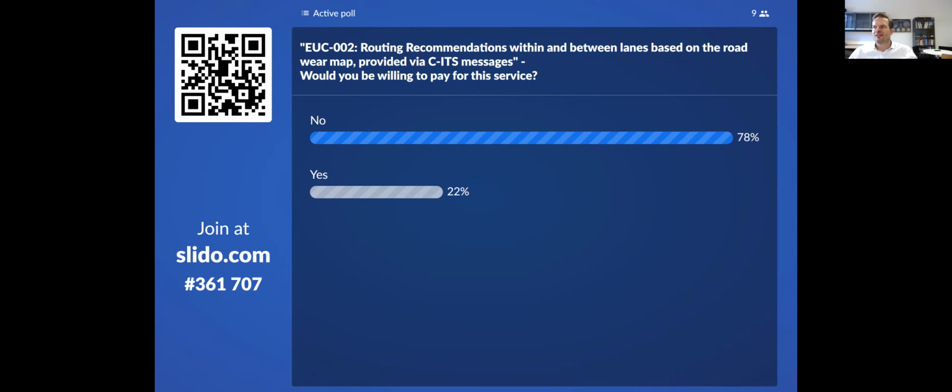Okay. So an extra payment from the road user, who probably already pays tolls to some extent in most European countries, would not really favor an extra payment.